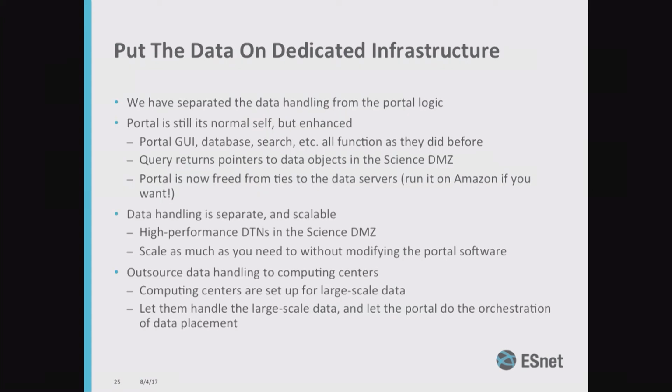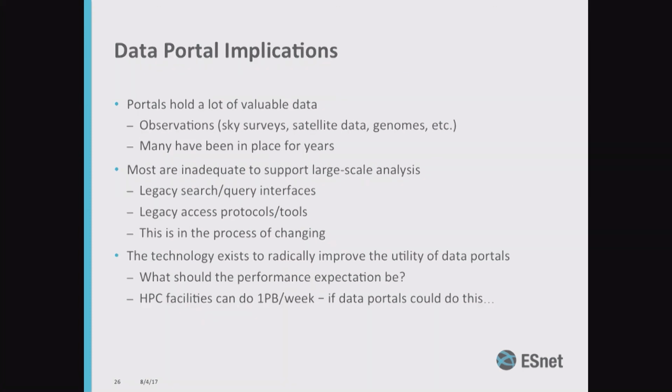So what have we done then? We put the data handling piece on dedicated infrastructure designed for the purpose. The portal still gets to be its own happy database integrated GUI self. We can run it wherever we want. We can stick it in Amazon if we want. It really doesn't matter. And the high performance data handling piece now runs on stuff that we've designed for the purpose. In many cases, this can run at a supercomputer center, because supercomputer centers are good at handling large scale data objects. They've got DTN clusters to deal with that.